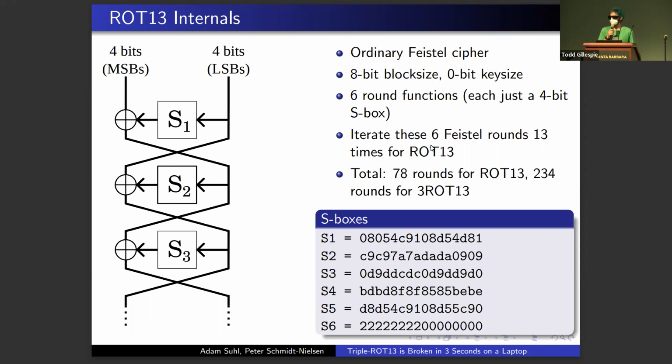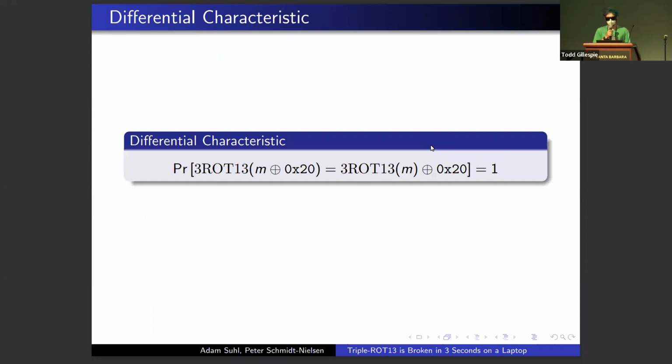So I'd like to draw your attention to these S-boxes because they look a little strange, and we actually have some concerns that they might have been maliciously selected based on their sparsity and their low algebraic degree. We also noticed a number of non-ideal properties. Most notably, we found a differential characteristic that holds with probability 1 through not just all 6 Feistel rounds in ROT, or through all 78 Feistel rounds of ROT13, but actually through all 234 Feistel rounds in triple ROT13, which is extremely non-ideal block cipher behavior.